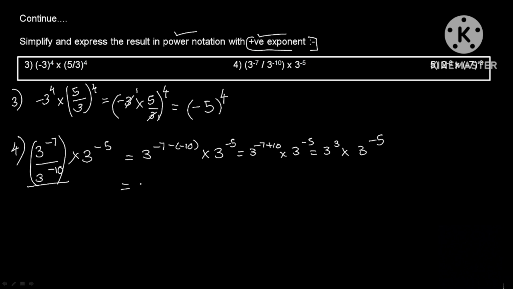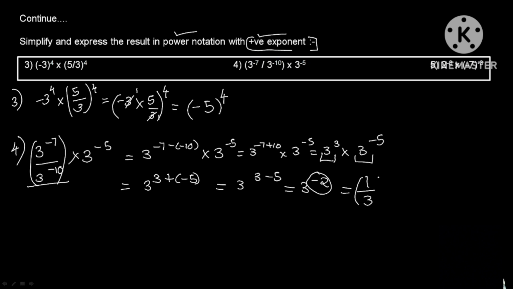which is equal to, this time the bases are same, so let's write the base. Since it's multiplication, let's add the exponents. This will be 3 raised to the power of 3 minus 5, which is equal to 3 raised to the power of minus 2. We have got the result in power notation but not with the positive exponent. Let us convert minus 2 into plus 2. For that we have to reciprocate the base, 1 by 3 raised to the power of 2. We have simplified it. We don't need to find the value of 1 by 3 raised to the power of 2. Let's move to the fifth one.